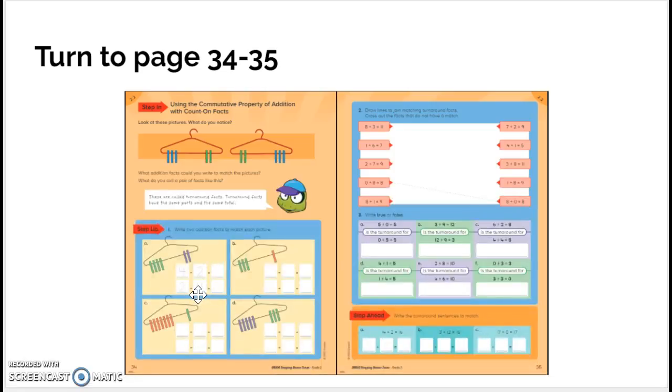Next, open your workbook to pages 34 and 35. It should look like this. Please put the date at the top. Today is September 26, 2017. Let's take a look at our step in.